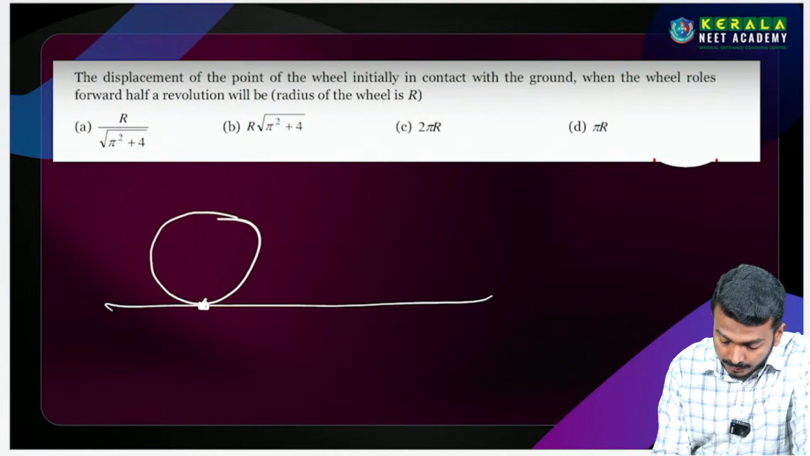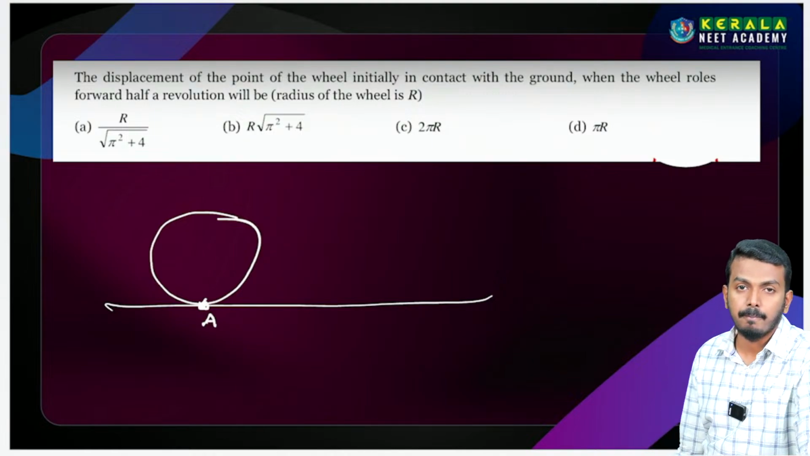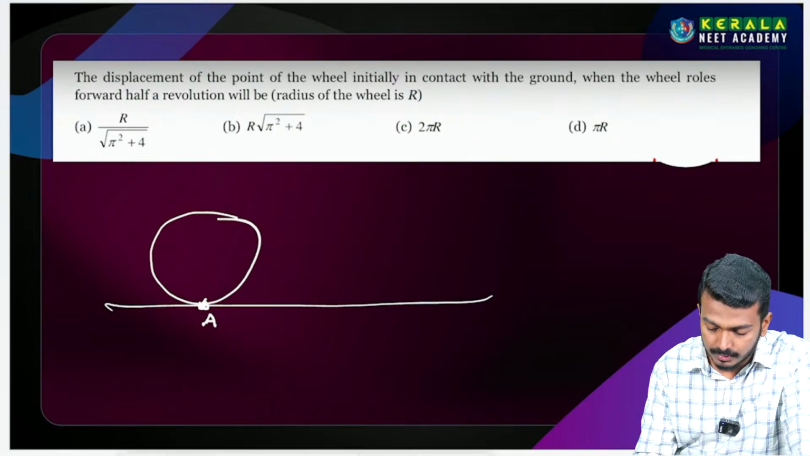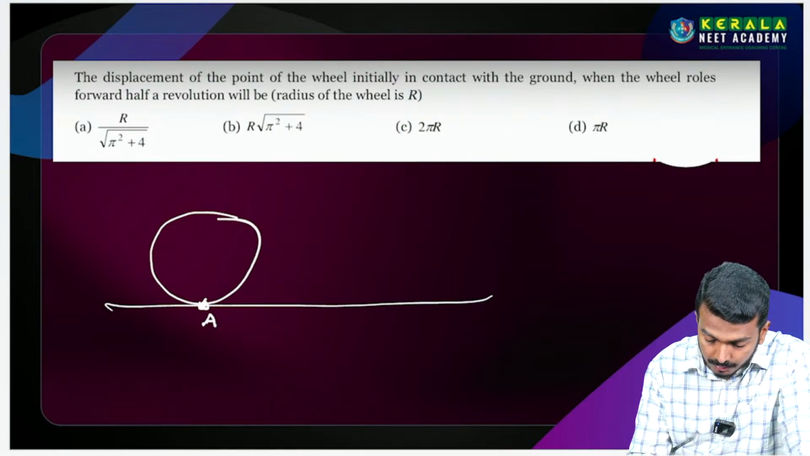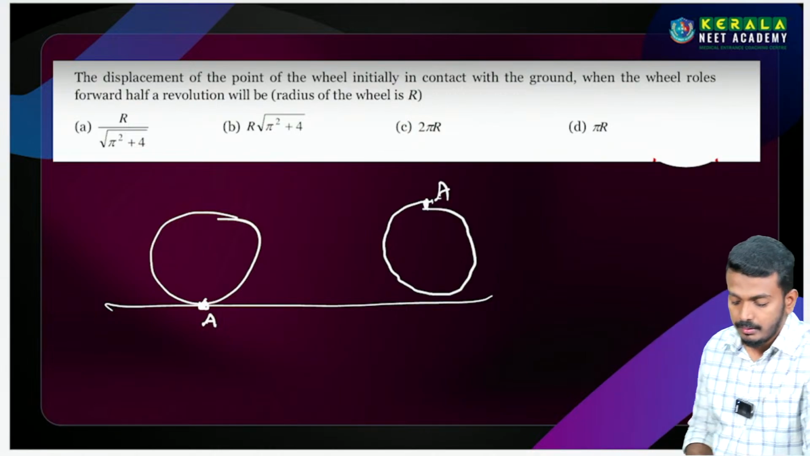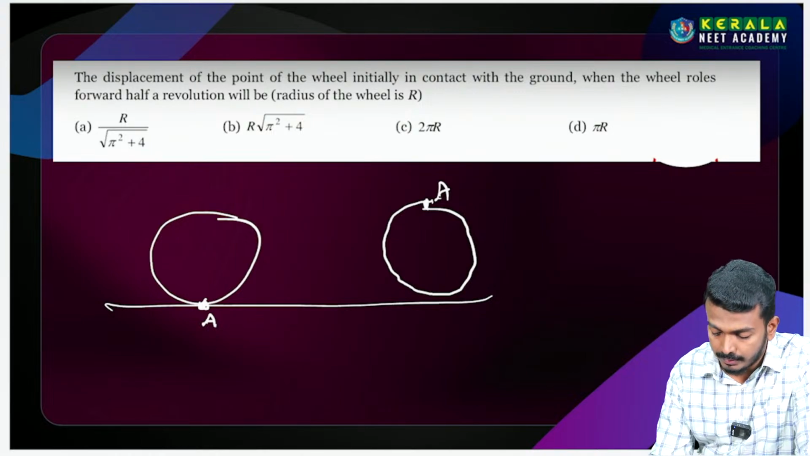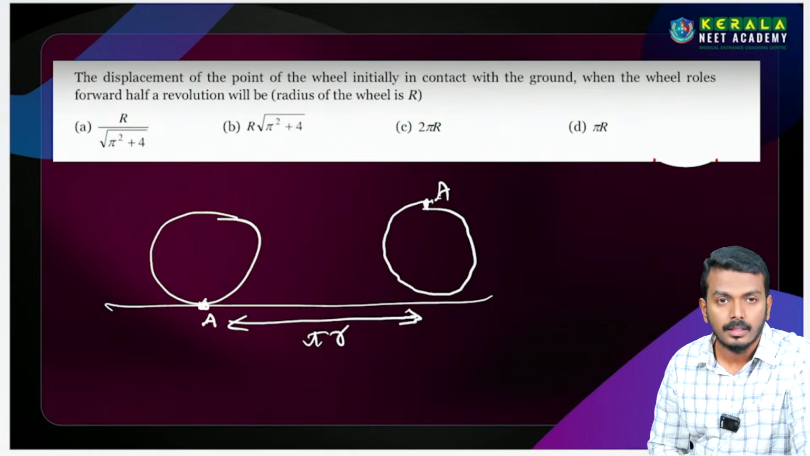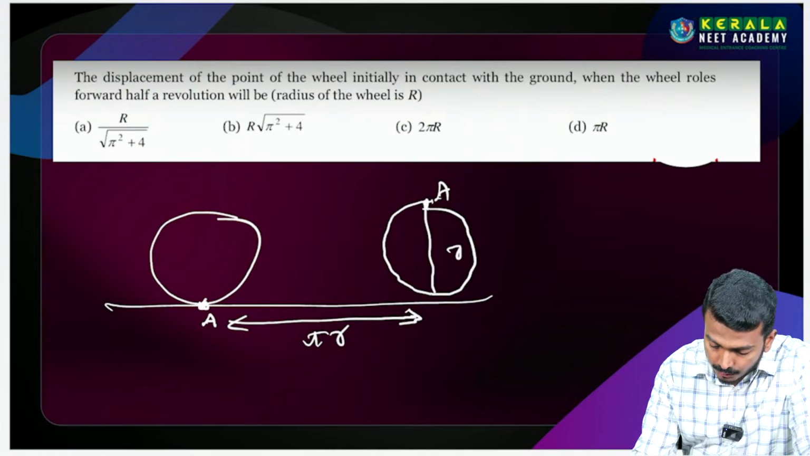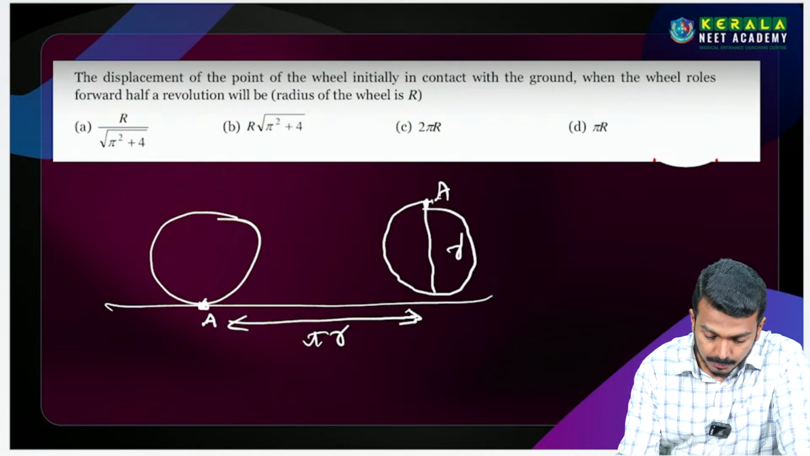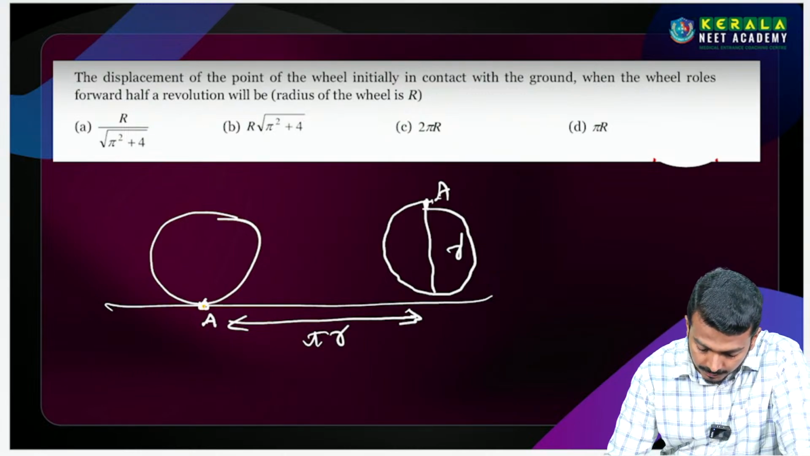The base of the wheel is in contact, this point is suppose A. Then normally, when half a rotation comes, the bottom point will come to the top. This point A will come to the top. Then what distance has it moved horizontally? pi r. And what is this distance? 2r.